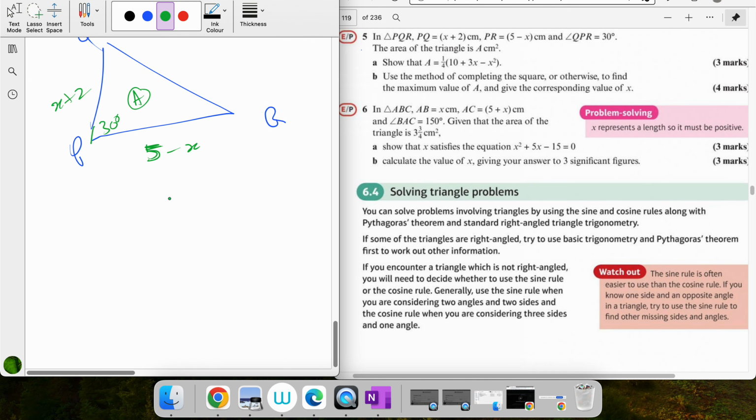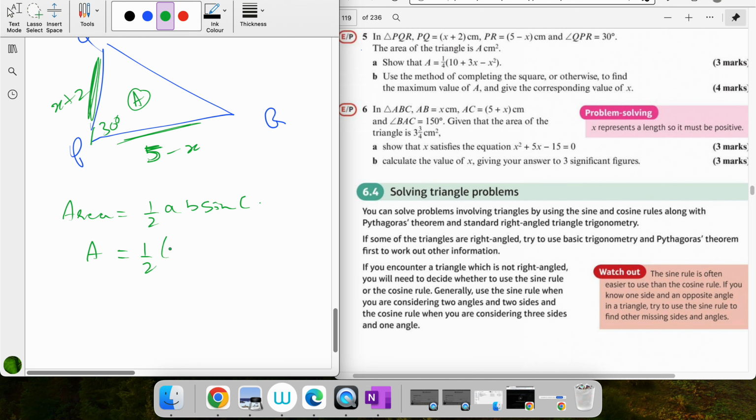So we use the area formula. The general form is 1 by 2 ab sine C, which means two sides and the included angle. So area A is 1 by 2, we have these two sides, x plus 2 into 5 minus x, and the included angle is 30, so sine 30. And we simplify. Sine 30 is 1 by 2.